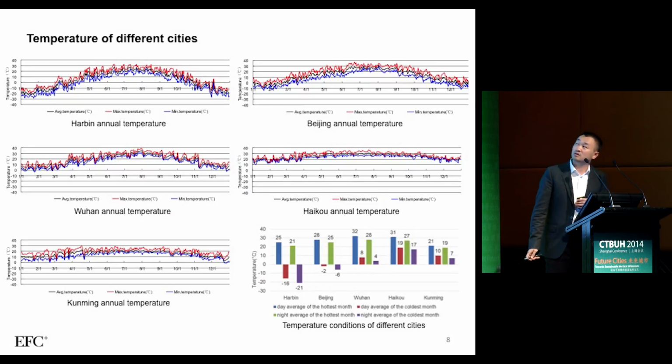According to the diagram here, we can see that Haikou and Kunming temperatures are very consistent, but Haikou's temperature is a little bit higher than Kunming's. But Harbin, Beijing, and Wuhan have four very clear seasons. In winter it's cold, and in summer it's hot. So we have the temperature changing range in the chart. We can see from the chart the hottest month in Harbin is 25 degrees, but the coldest month in Harbin is minus 16.